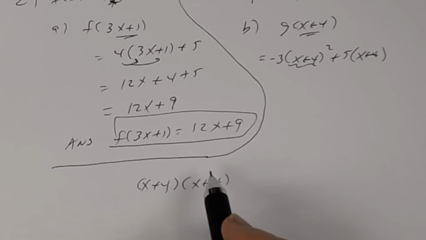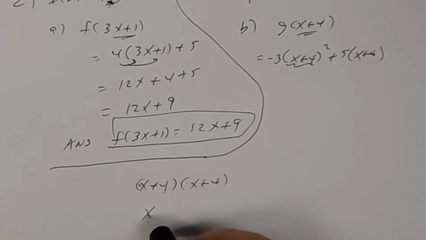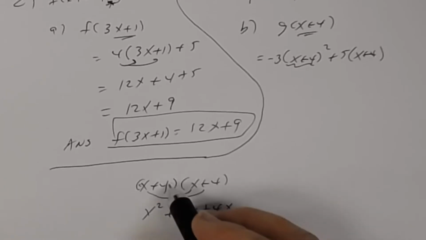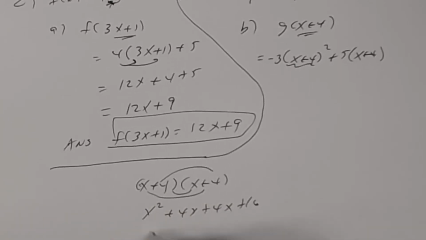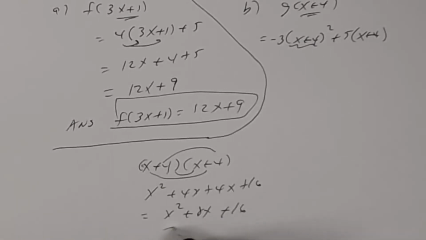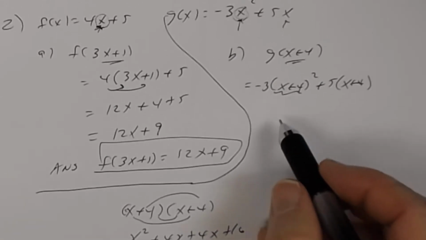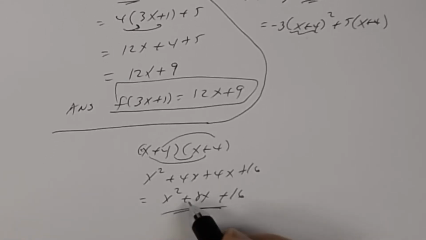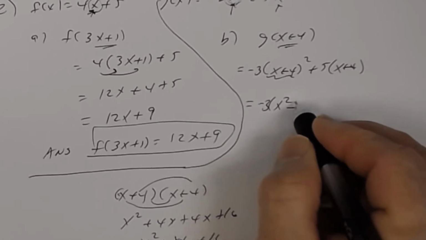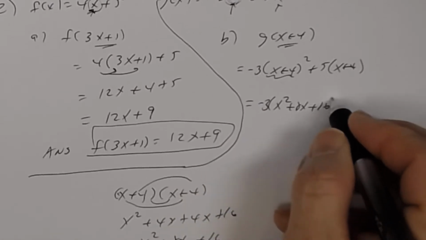So using the FOIL method, x times x is x squared. The outer is 4x. The inner is 4x. And 4 times 4 is 16. Combining like terms, I get x squared, 4x plus 4x is 8x, plus 16. And so that goes here. Okay, so I'm going to rewrite this right here. So it becomes negative 3 times x squared plus 8x plus 16.